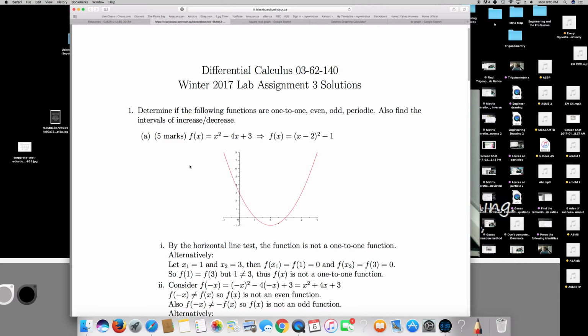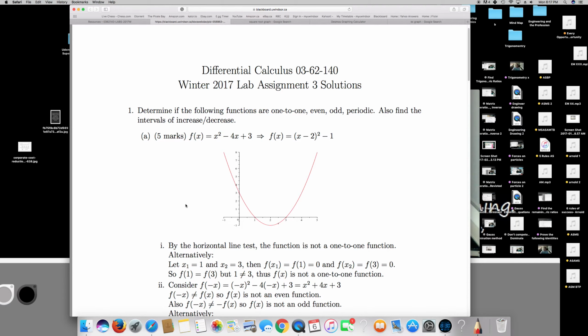So from this one we have to check whether it is one-to-one. For one-to-one, we have to draw a horizontal line across this graph. If the horizontal line meets the graph at two points, it means it's not a one-to-one function. Therefore from this graph we can say, if you draw a horizontal line, it will touch two points. Therefore this is not a one-to-one function.